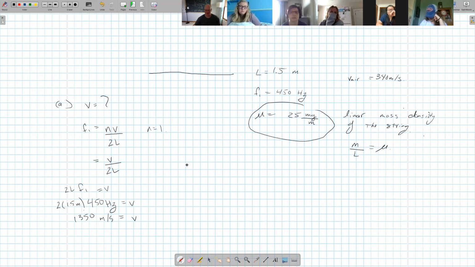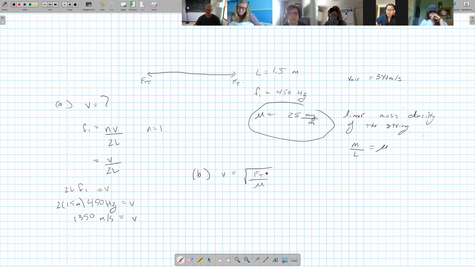Good. So part B then wants to know, what is the tension in the string? The string here is being pulled, meaning that there's a tension force in this direction, and a tension force in this direction. What it wants to know is, what is then the tension in the string? Going back to what we did on Friday, I believe, the velocity on a string is also given as the square root of the tension divided by the linear mass density. So anytime we're dealing specifically with a string, the velocity in the string is given by the square root of the tension divided by the linear mass density.